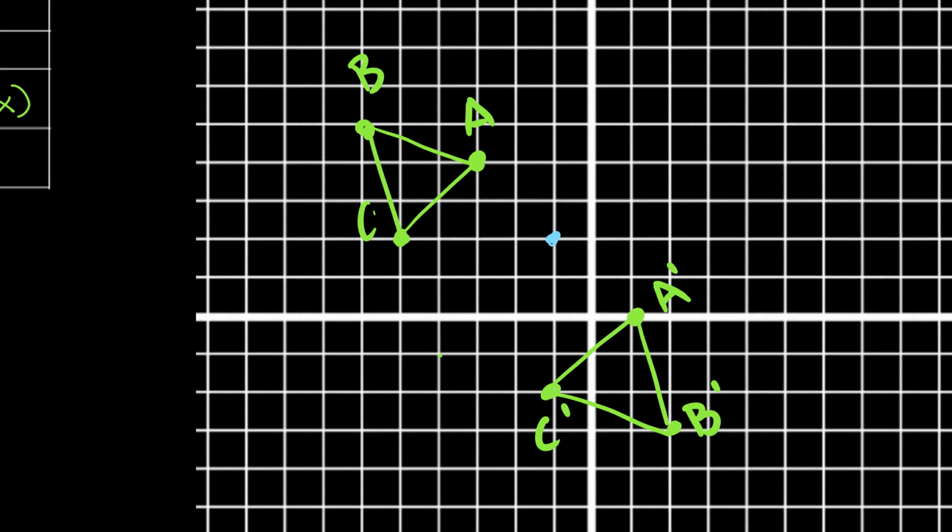I'll do B to make it a little more interesting. How much did I go down to get to my B prime? 8. What's half of 8? 4. So to get to my midpoint, I'm only going to go down 4. And then how much should I run? 8 again. So what's half of 8? 4.